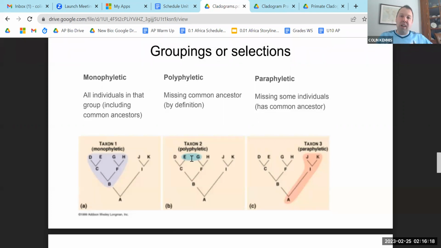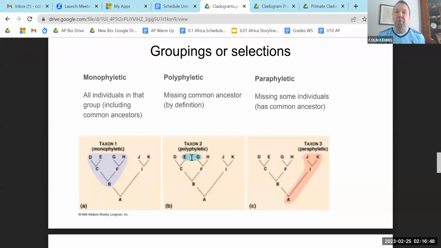Group E and G do not share a common ancestor unless we go farther back. And so this would be in a clade with these three, F, G, and H. E would be in a clade with C, D, and E. And they would all be in a clade with B, but we're not including B or F or H or C or D, just these two. Maybe we'll want to look at some trait here, some derived character that they have in common.